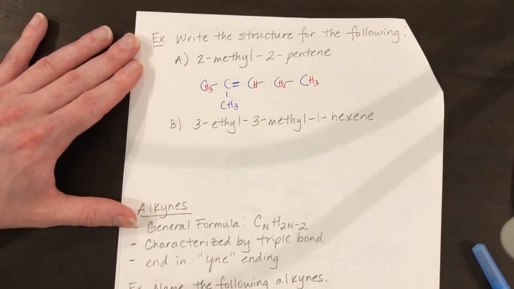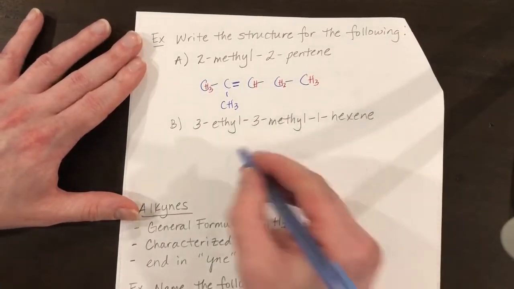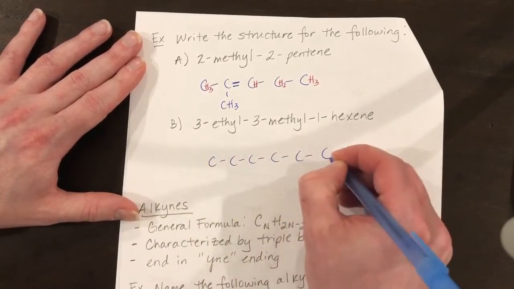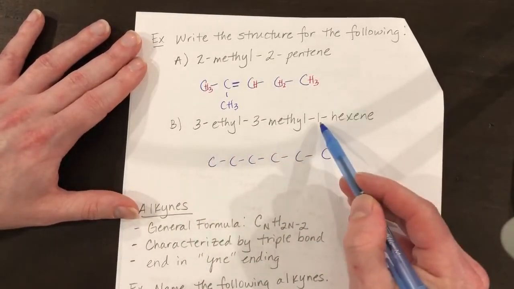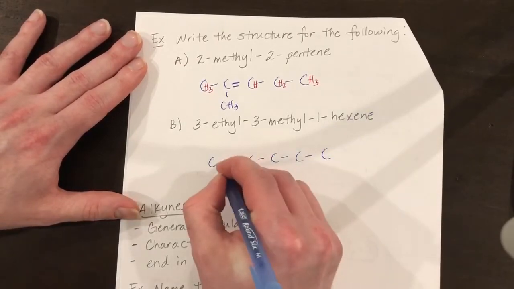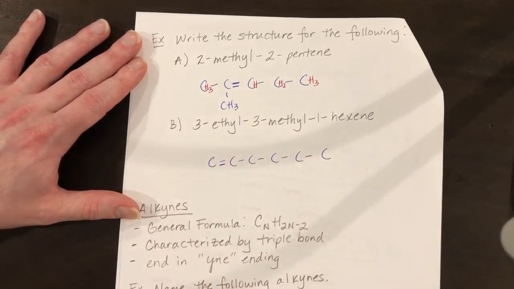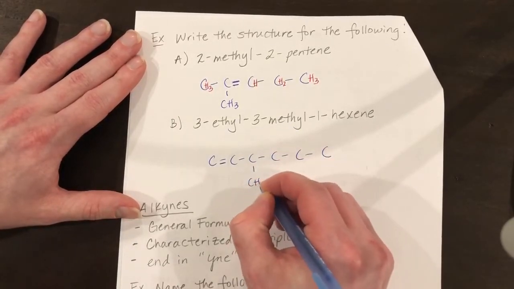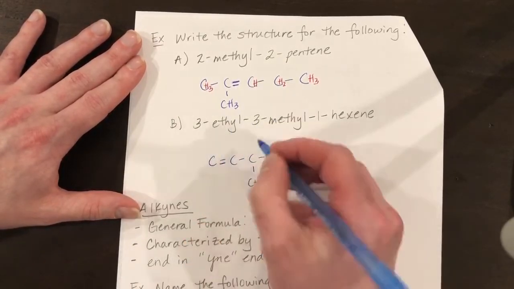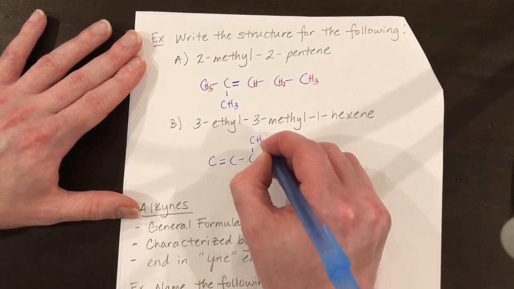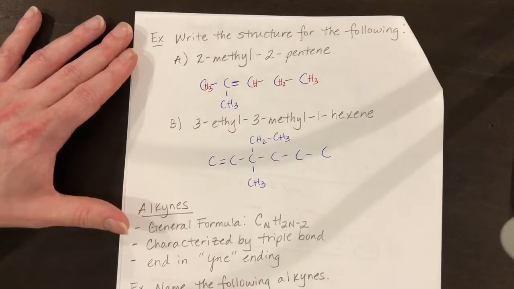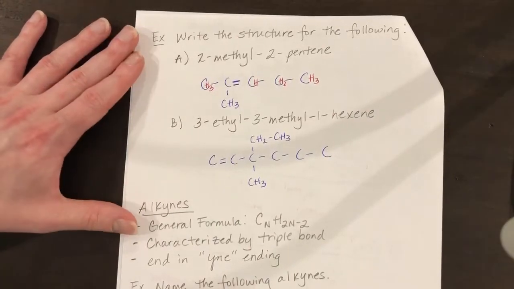Okay, next example problem, hexene. Hexene is 6 carbons long. The double bond goes in the 1 position, like that. And then we're going to put a methyl group coming off the 3 carbon. And we're going to put an ethyl coming off the 3 carbon. They can either go up or down. Doesn't matter which position you're at.